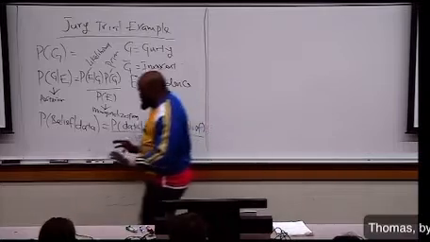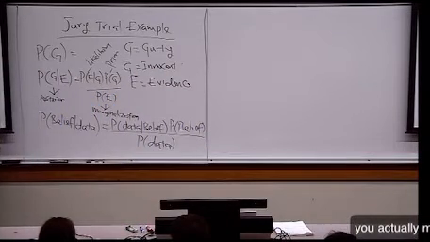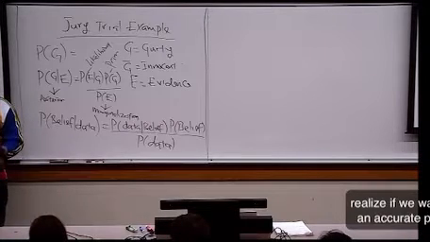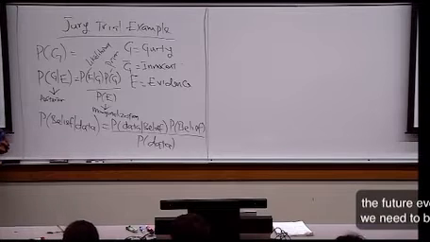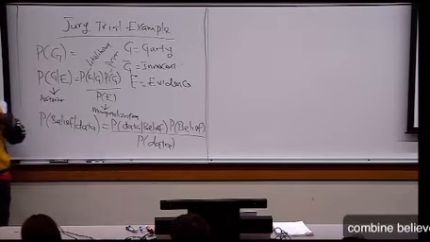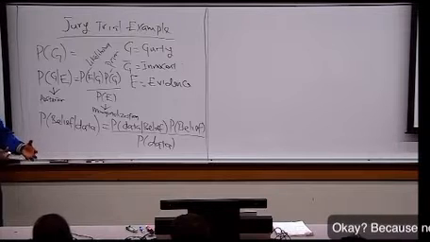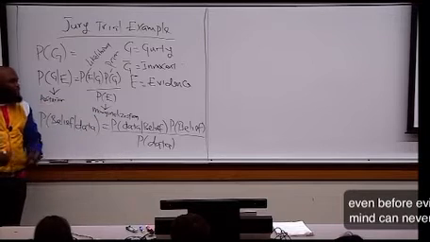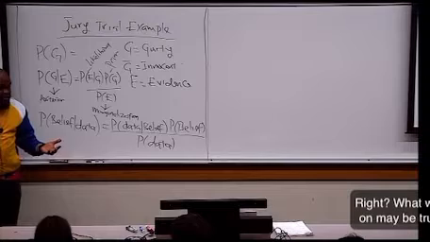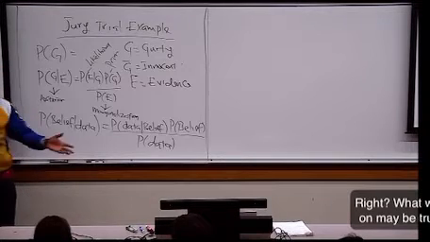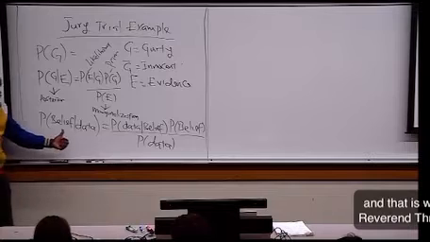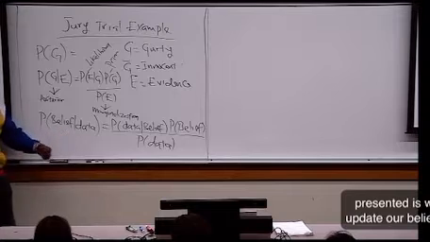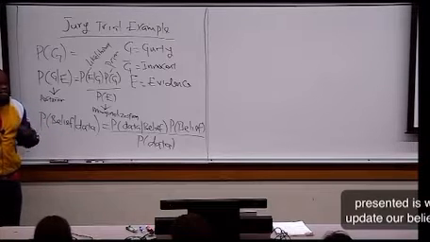Now, I'm going to tell you this. Reverend Thomas Bayes, in 1759, made us realize that if we want to have an accurate prediction of future events, then we need to be able to combine belief and data. Because no matter what, even before evidence, our mind can never be empty. We're going to believe in something, right? What we believe may be true or not. That is why what Reverend Thomas Bayes presented is that we want to update our belief with data.